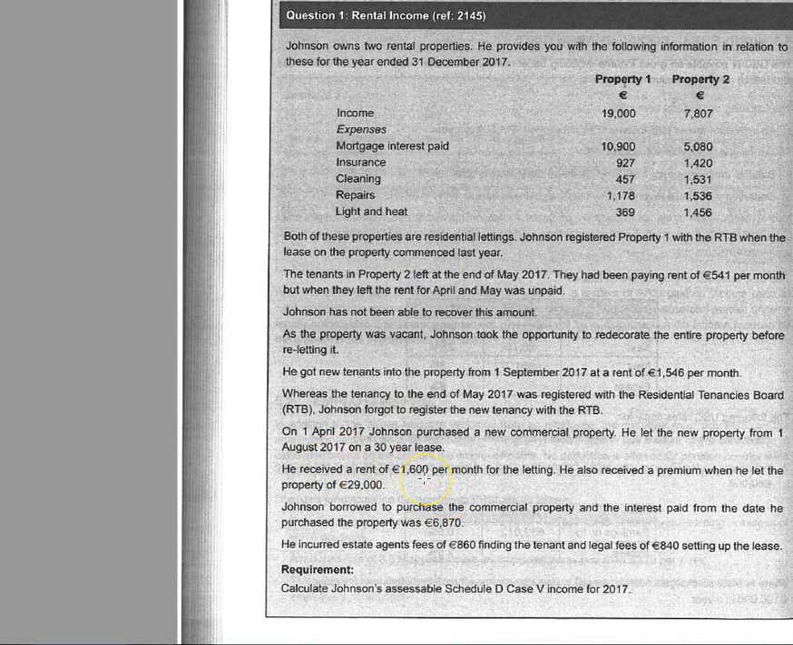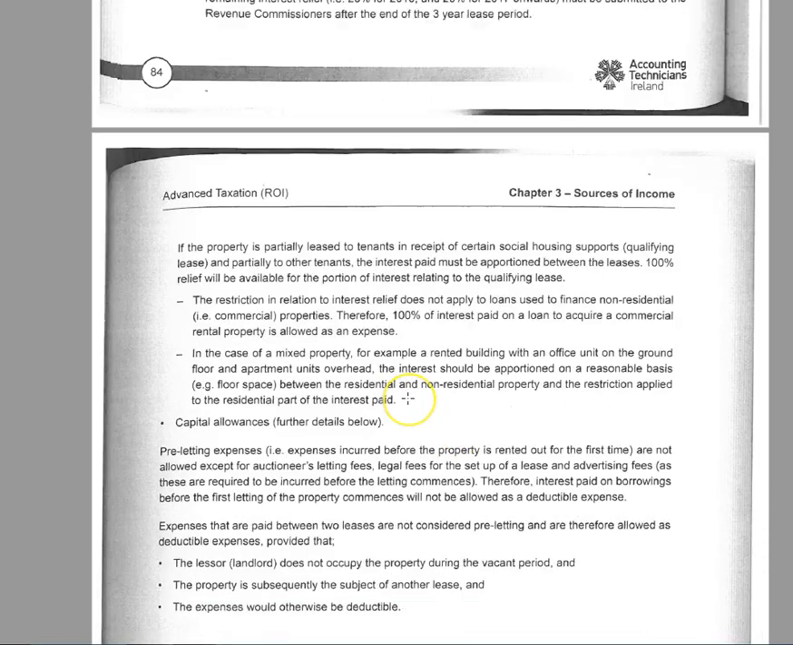And then we've got rental income and a premium. So the rental income is easy, 1,600. I let it from August, so August, September, October, November, December. So 5 months at 1,600 is 8,000. And then there's a premium, and that's here.